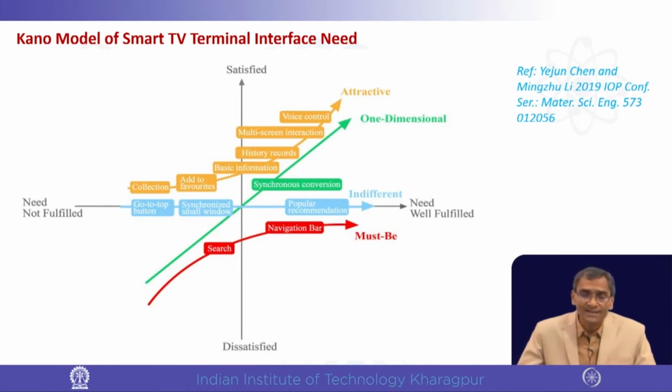And as I said, the synchronous conversion, for example, for upgradation of its performance, is the one-dimensional or performance attribute. It means that if it is increasing in quality performance, it is better, and the lesser it is, the dissatisfaction is more.